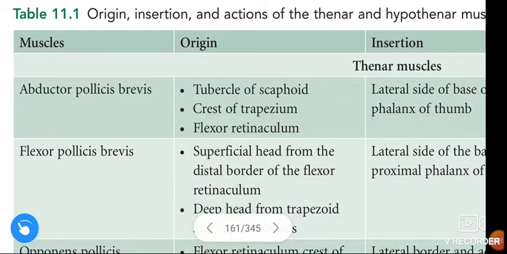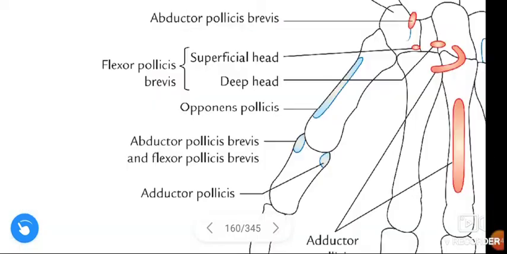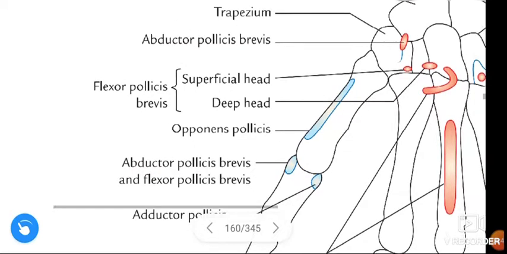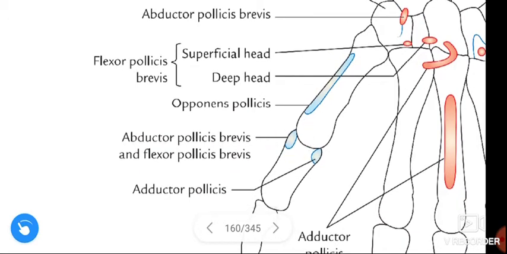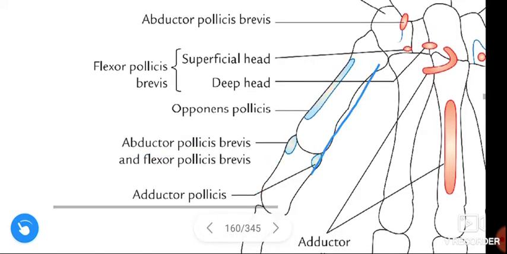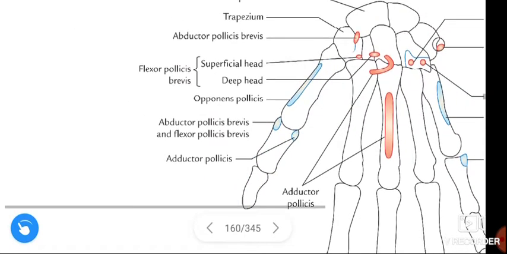Next, see here, abductor pollicis brevis insertion is the lateral side of the base of the proximal phalanx of the thumb. This is the insertion of the abductor pollicis brevis. This red color indicates the origin, this blue color indicates the insertion. This is the lateral side, this is the medial side, and this is the first finger, that means the thumb.